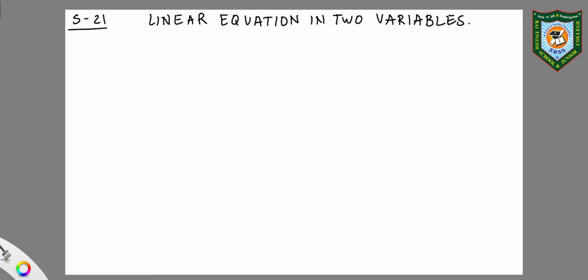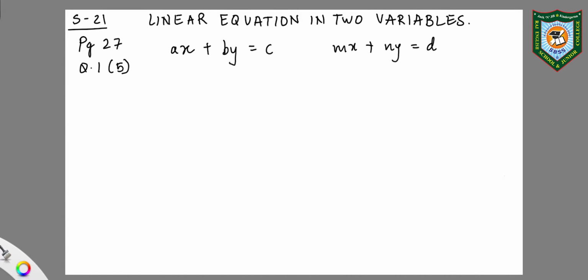Those problems are from page number 27, question number 1, sub question 5. The question states that we have ax plus by equals c and mx plus ny equals d, and if an is not equal to bm, then how many solutions does this pair of equations have? Before we try to guess the answer, we need to first understand how to get the answer.